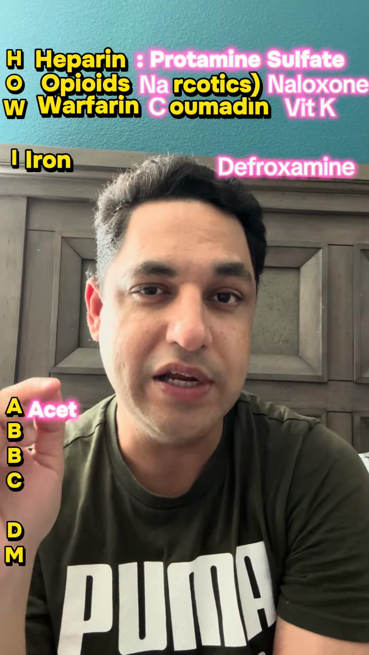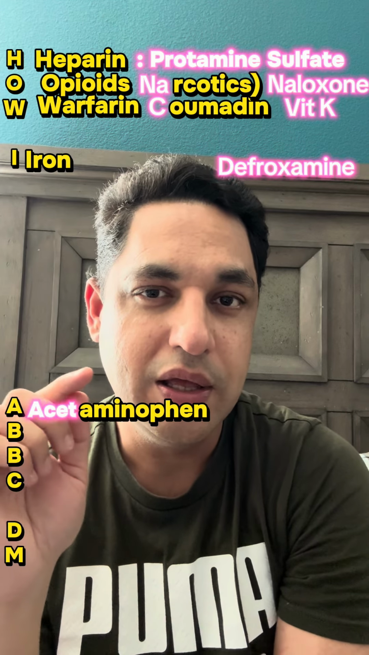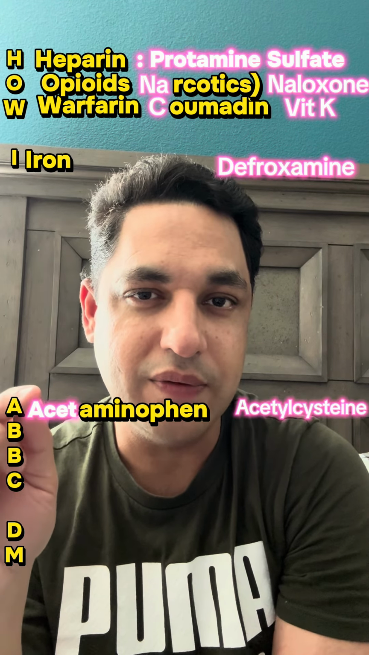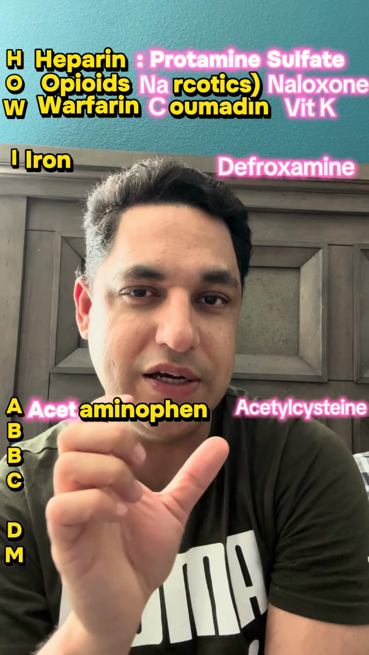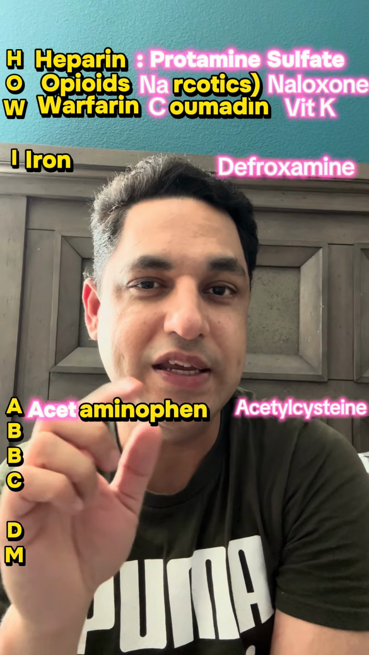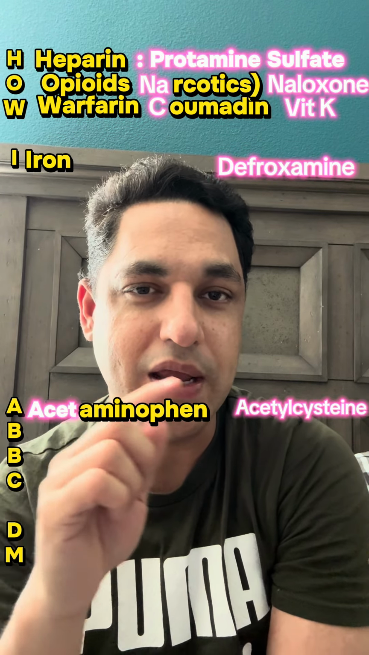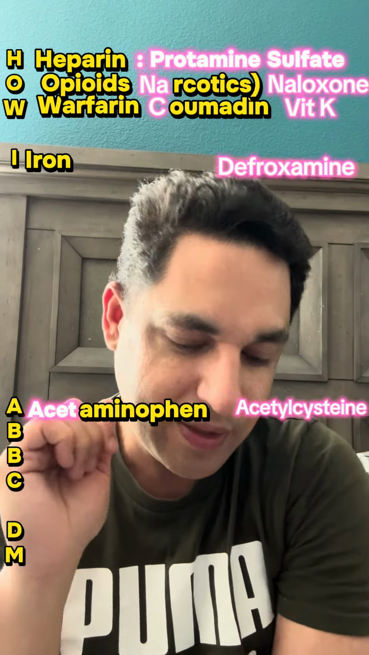Now going to A. A is for acetaminophen, known as Tylenol, right? Acetaminophen antidote is acetylcysteine. As you can see, both acetaminophen and acetylcysteine start with ACET. That's the trick that you will remember: ACET, and the antidote also starts with ACET. That's the way you will learn it.